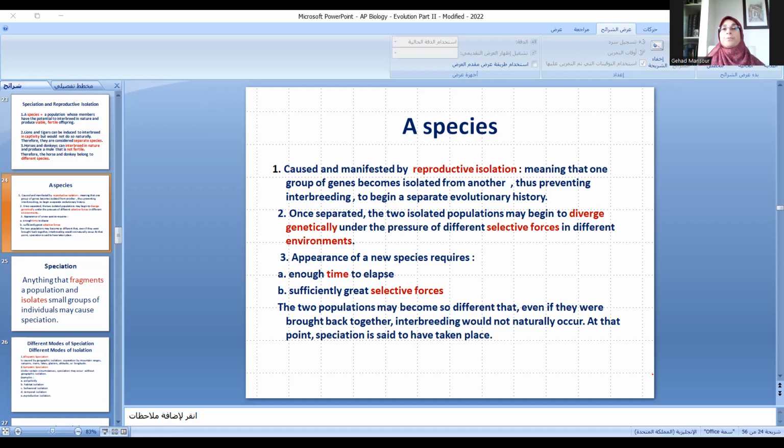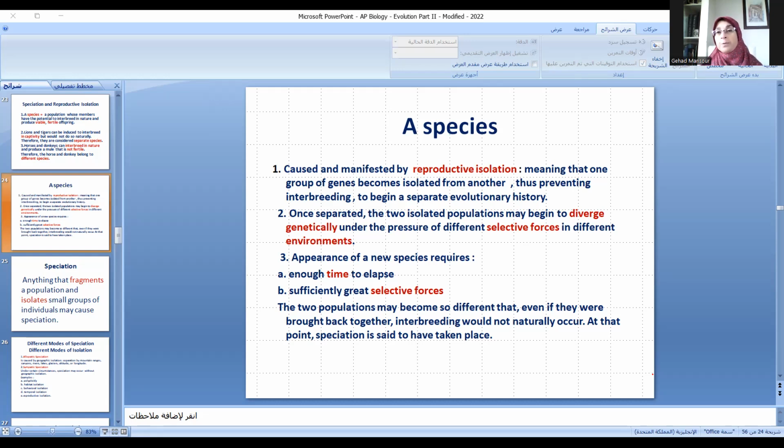So we are going to continue our talk about a species. The second characteristic of a species is that it is manifested by reproductive isolation, meaning that one group of genes will become totally isolated from the other group of genes, thus preventing interbreeding. And therefore, each of the two groups of individuals whose alleles are separated will have a totally separate evolutionary history.